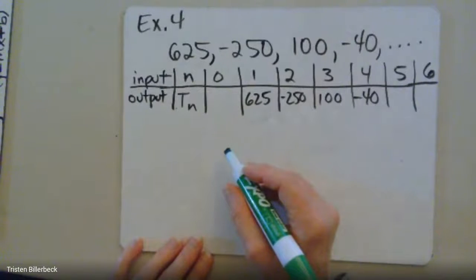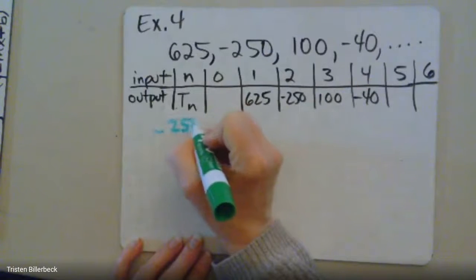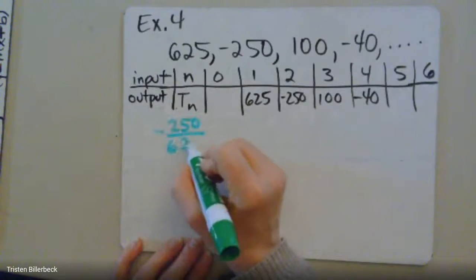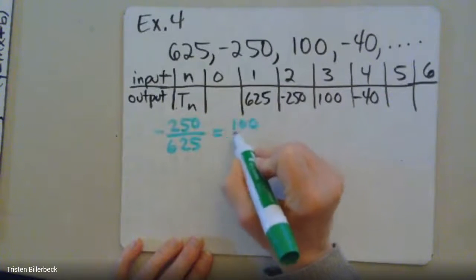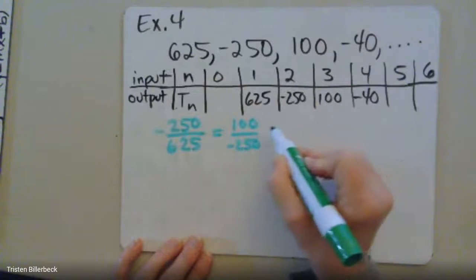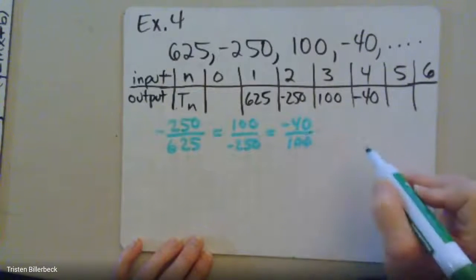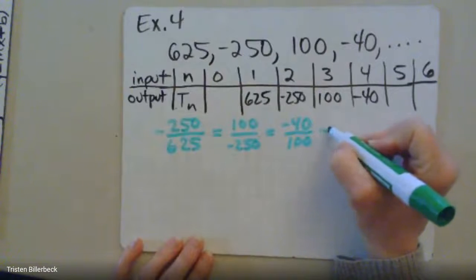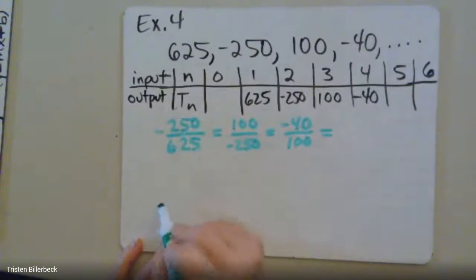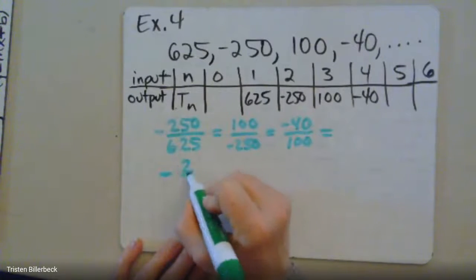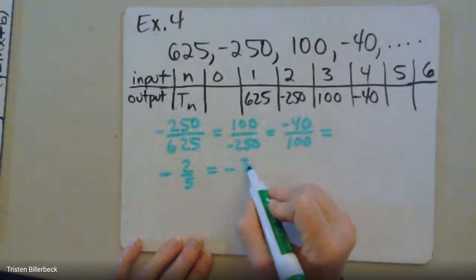So if we try to establish a geometric ratio, 250 over 625 should equal the same thing as 100 over negative 250, which should equal the same thing as negative 40 over 100. Now, if we start reducing this, we divide both of these by 125, and we end up getting negative 2/5. And if we divide this one by 50, we get negative 2/5.